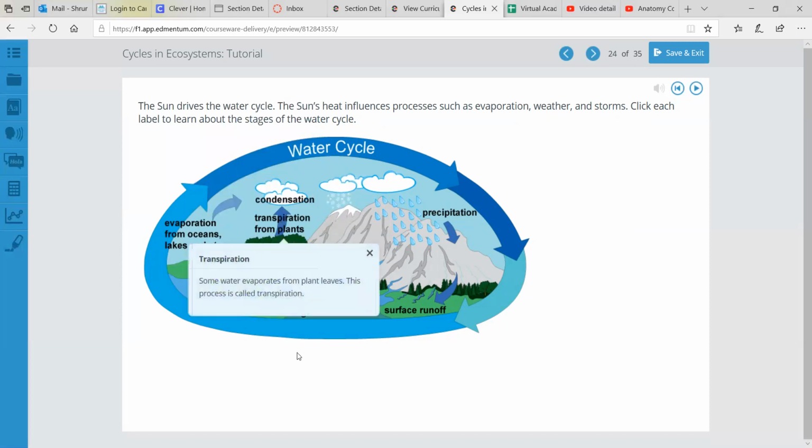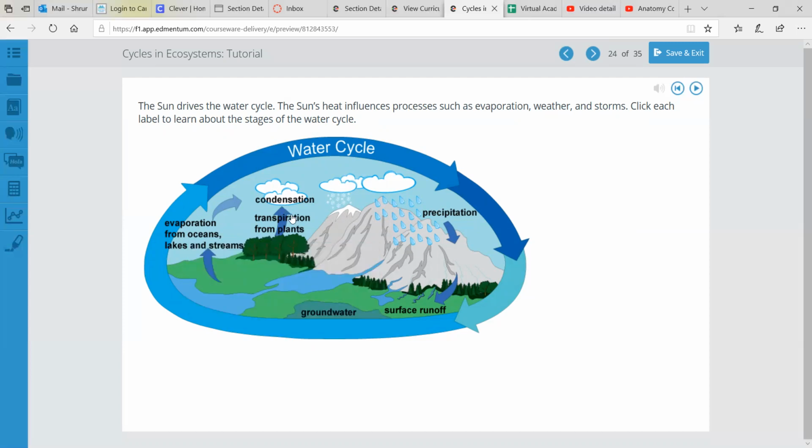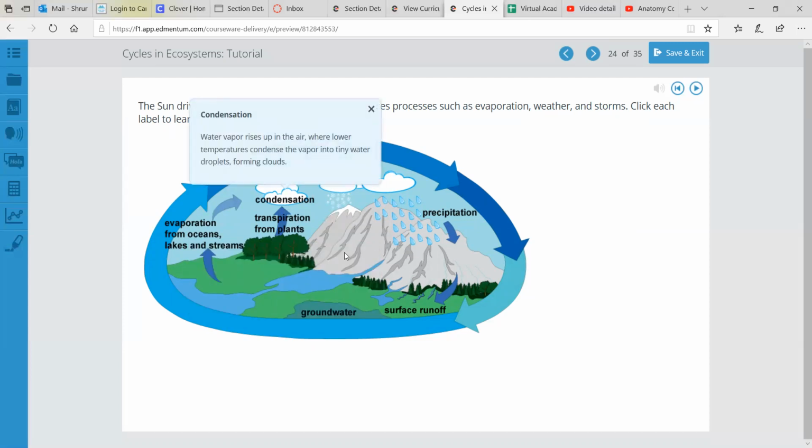Here we have something that has not come up before, transpiration. Some water evaporates from plant leaves, just from plant leaves, it just evaporates into the air. And that's known as transpiration. But the main thing we're talking about is condensation. Water vapor rises up in the air, where lower temperatures condense the vapor into tiny water droplets, forming clouds. So the vapor rises up, hits colder air, and then forms these clouds.